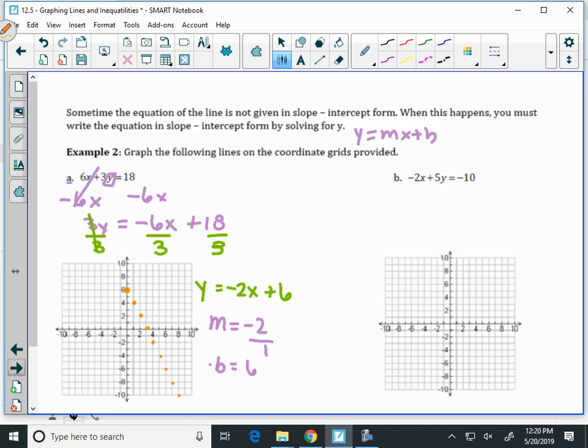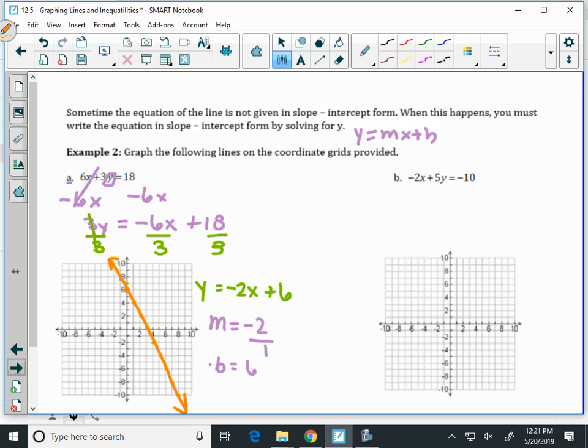What other direction are we going to go? Going down and then right, we're going to go up and left. And connect. Questions over that.